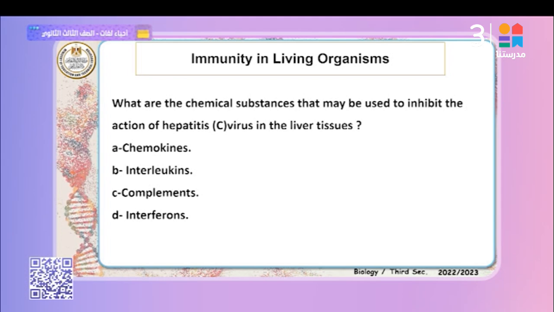Another question. What are the chemical substances that may be used to inhibit the action of hepatitis C virus in the liver tissue? In immunity, there are specific types of assisting chemical substances. Number one, chemokines. They are important recruiters of macrophages toward the site of infection, and they prevent reproduction of the microbe and pathogens.